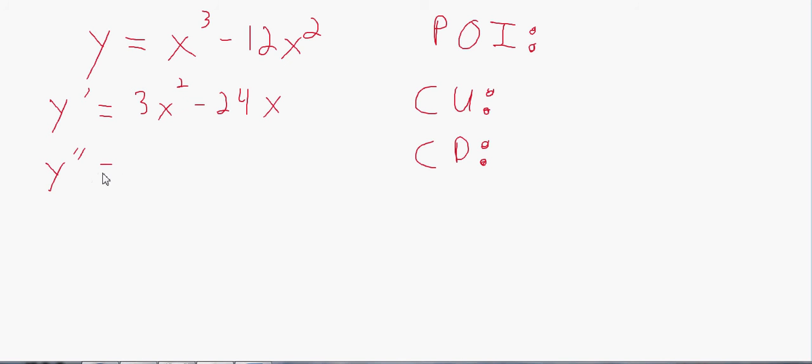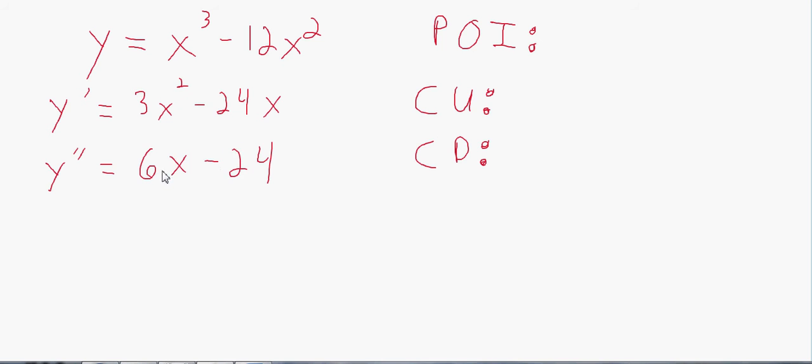No problem. Y double prime is 6x minus 24. Okay? First derivative finds where a function's increasing and decreasing. Second derivative finds where a function's concave up and concave down. And it's actually very, very similar to finding the maximums and minimums.